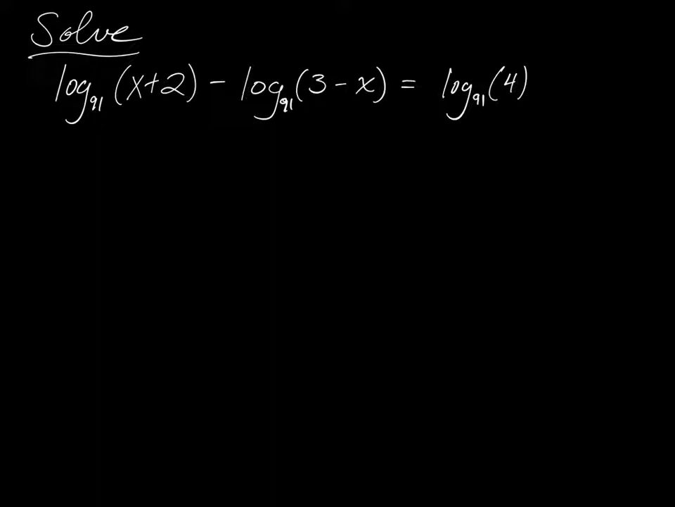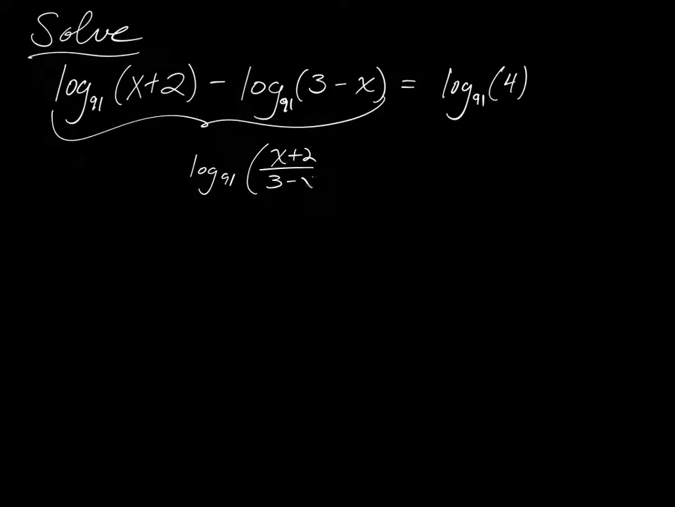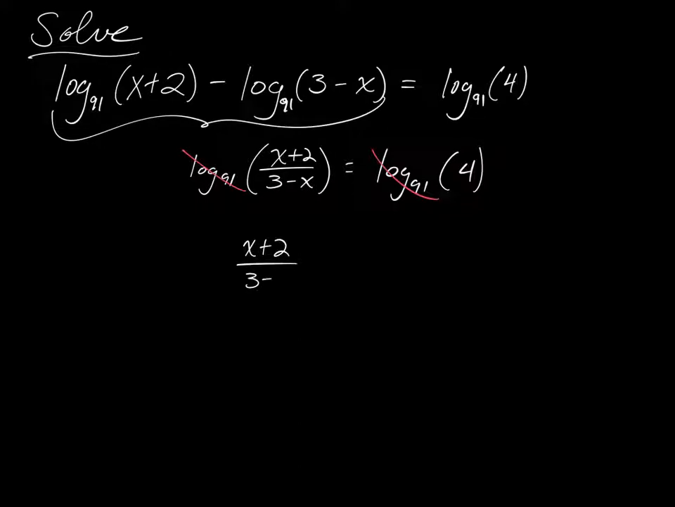So let's see what we can do here. When we combine these two logs together, we get log base 91 of (x plus 2) over (3 minus x), and that will equal log base 91 of 4. Now that we have one log on each side, and in fact they have the same base, that means we can cancel the logs. That just leaves you with the equation (x plus 2) over (3 minus x) equals 4.